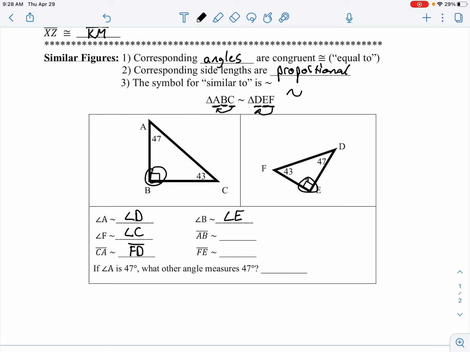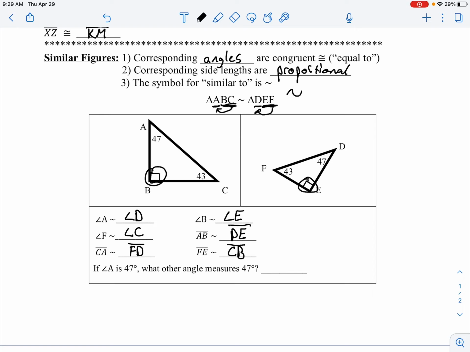Then if we just continue this along, we're saying that side length AB is the same as, well, we look up at the name and we see that DE would be the side length we're looking for there for them to be similar. And finally, FE, we're going in the same order like we did with congruency, but FE right here would be the same as CB, so side length CB.